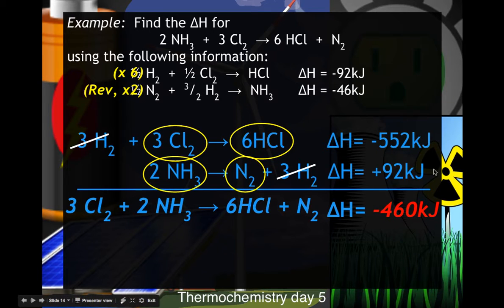The last thing I do is combine these terms together. If you have a negative 552 kilojoules plus a positive 92 kilojoules, that will leave you with a negative 460 kilojoules as the energy change.